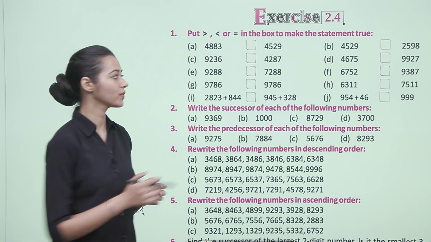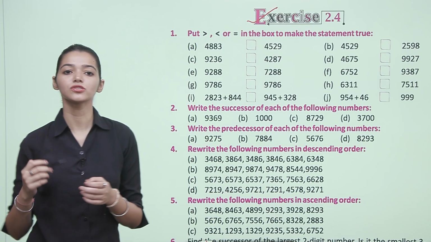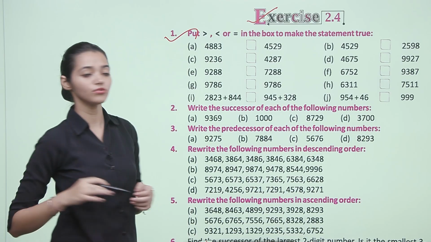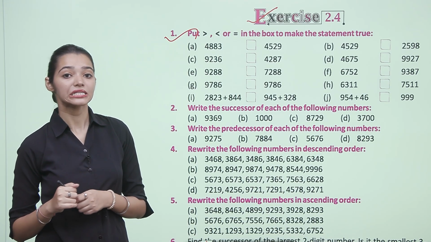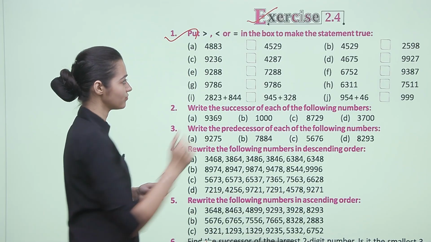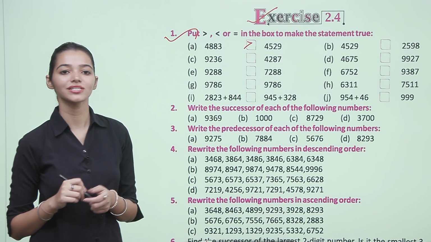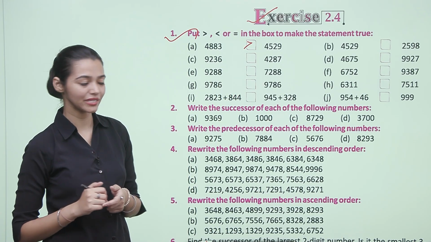Now in the next one, let's start with exercise 2.4. In the first part, we have to put greater than, less than or equal to in the box to make the statement true. So in the first one, very good, the left one is greater than the right one. That's how we can complete the remaining parts.